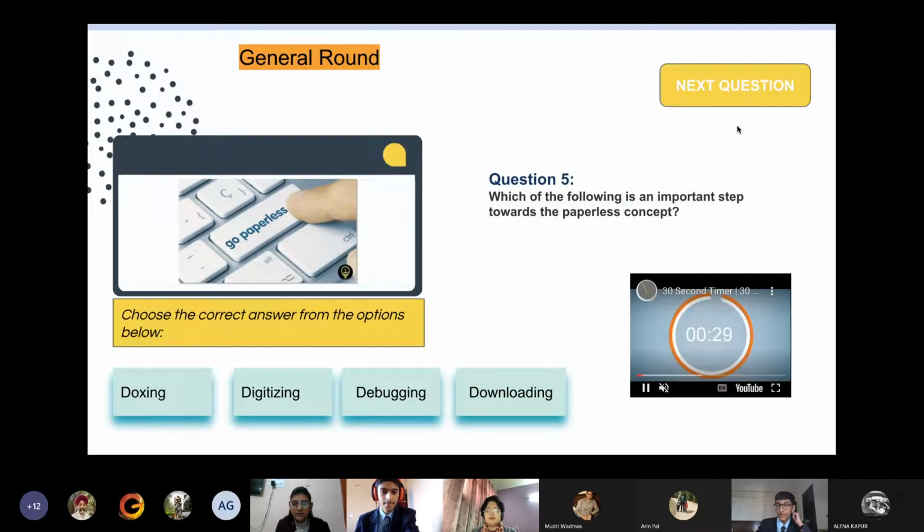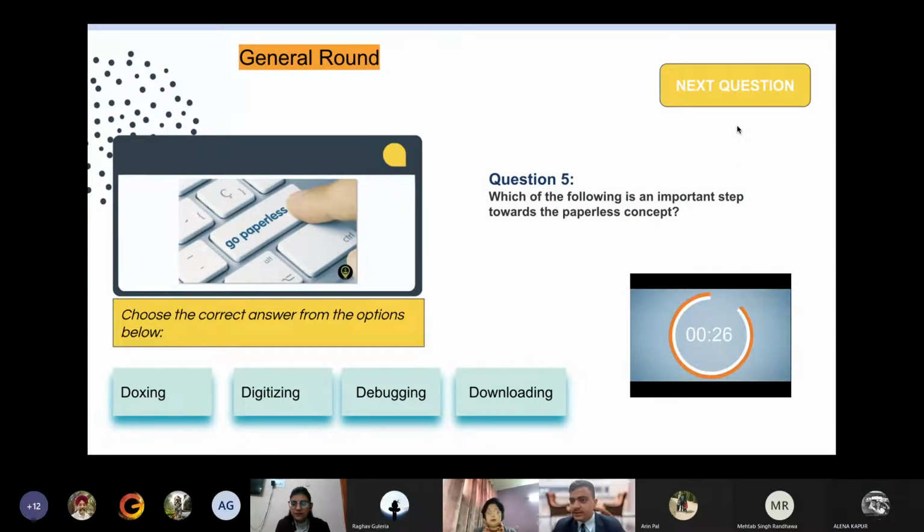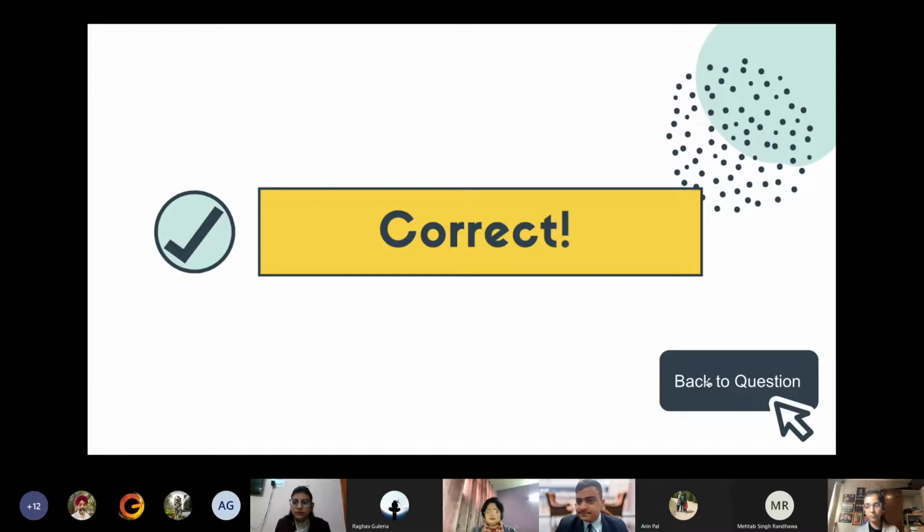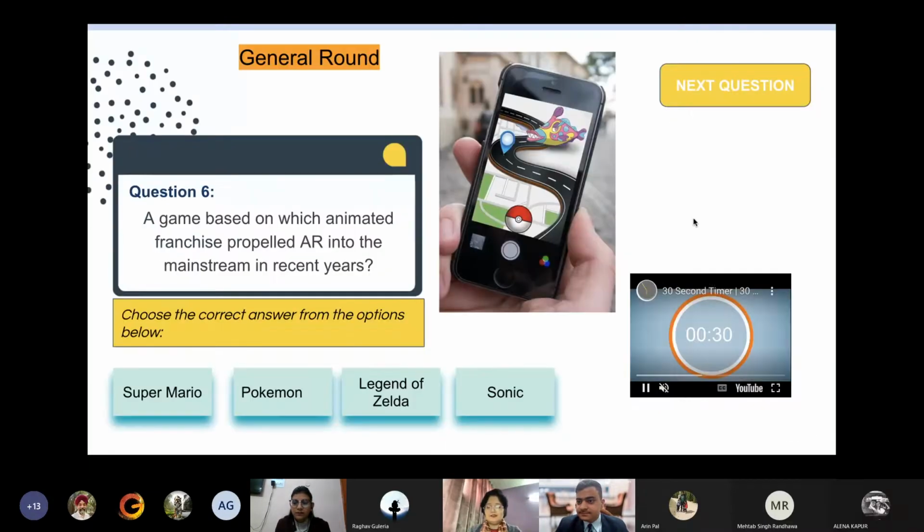So we'll come back to the question. And Team C, are you ready? Yes, ma'am. Your direct comes now. A game based on which animated franchise propelled AR into the mainstream in recent years? I think Mudit, it should be Pokemon. What do you think? Yes, I also think the same. Pokemon. That's correct.